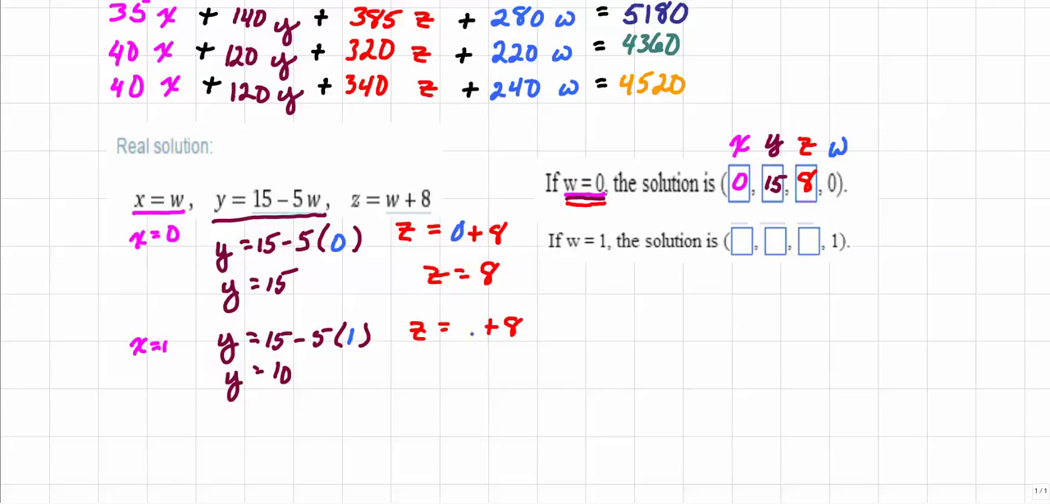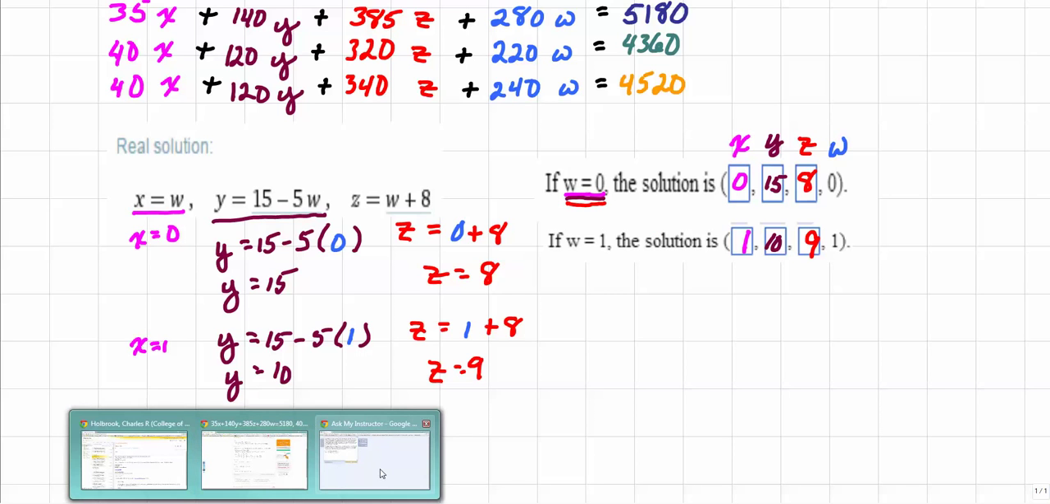And we go ahead and write our numbers in. So x is equal to 1, y is equal to 10, and z is equal to 9. Then we will type this into the solution set inside MyMathLab. We have 1, tab 10, tab 9, and then we check answer. And we're going to do that for the next two possibilities.